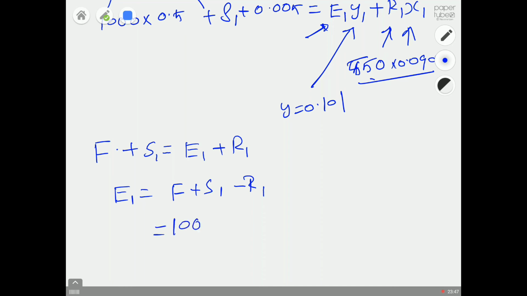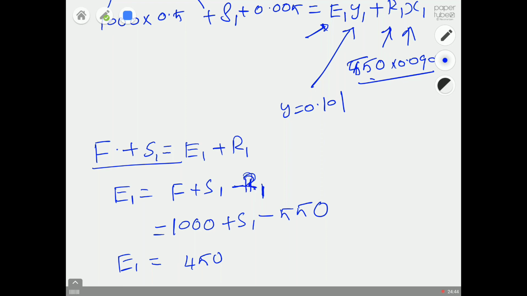So what is this feed? Feed is our 1000 plus S1, which we don't know, minus R1, which we calculated as 550. So E1 should be equal to 450. No, F plus S is equal to E1 plus R1, so this value is correct. Let me check the equation one more time, I don't want to make any mistake. F plus S1 is equal to E1 plus R1, so E1 will be equal to F plus S1 minus R1.